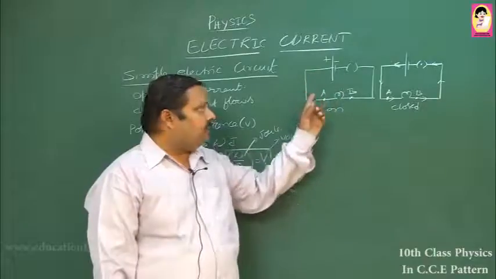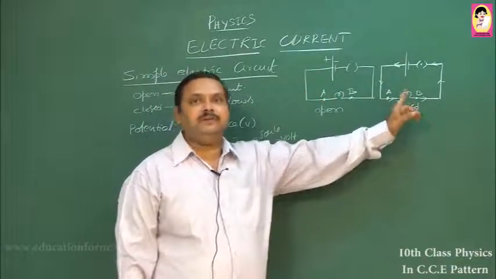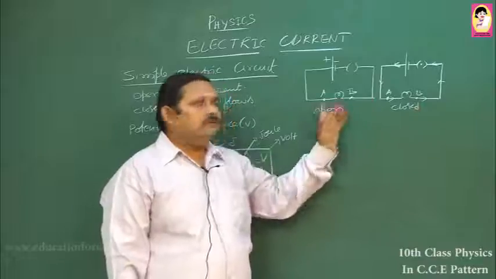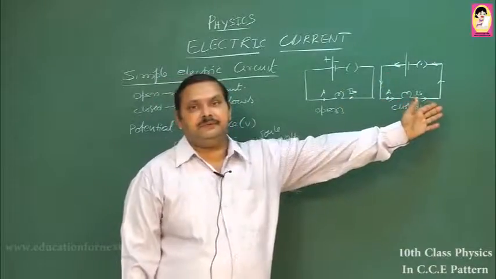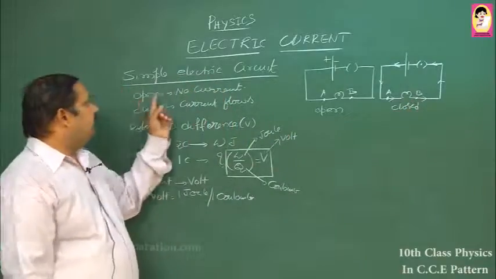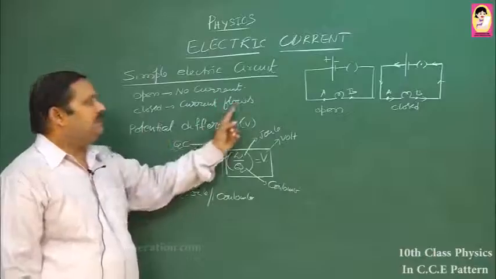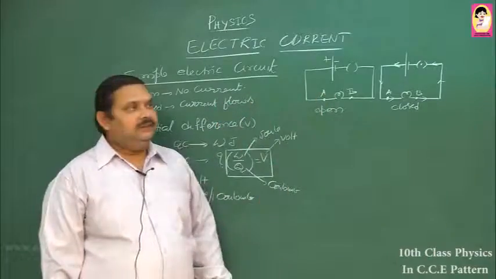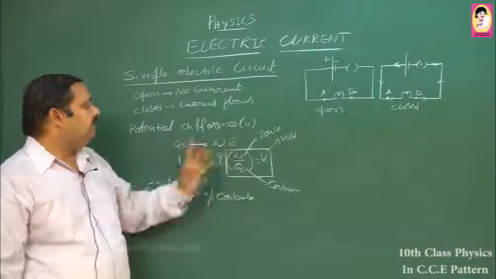Here if you put the arrow marks, that is wrong. Here if you forget to put the arrow marks, that is also wrong. Open circuit, no current. Closed circuit, you can find the current in the circuit. So here in the open circuit there won't be any current, whereas in the closed circuit there is a flow of current. Now next topic for us is about the potential difference V.